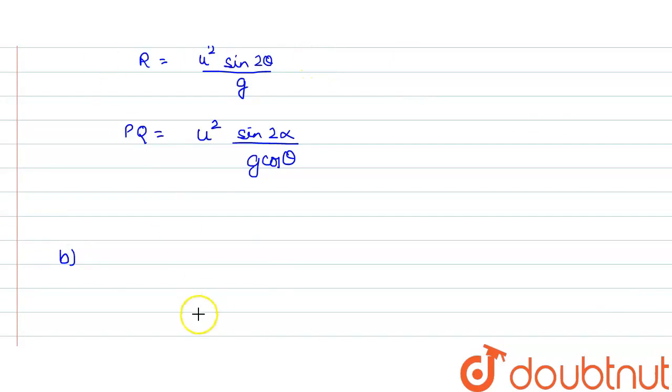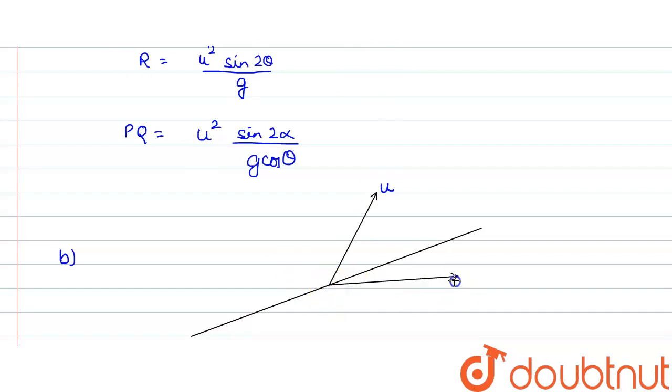Now let's draw this for the second part, part B. Let's say this is our inclined surface, and this is our projection of the particle, this would be our u. What would be the horizontal component of the velocity? Clearly we can see that this angle is alpha and this angle is theta, so the total angle would be alpha plus theta. So the horizontal component would be u cos of alpha plus theta.